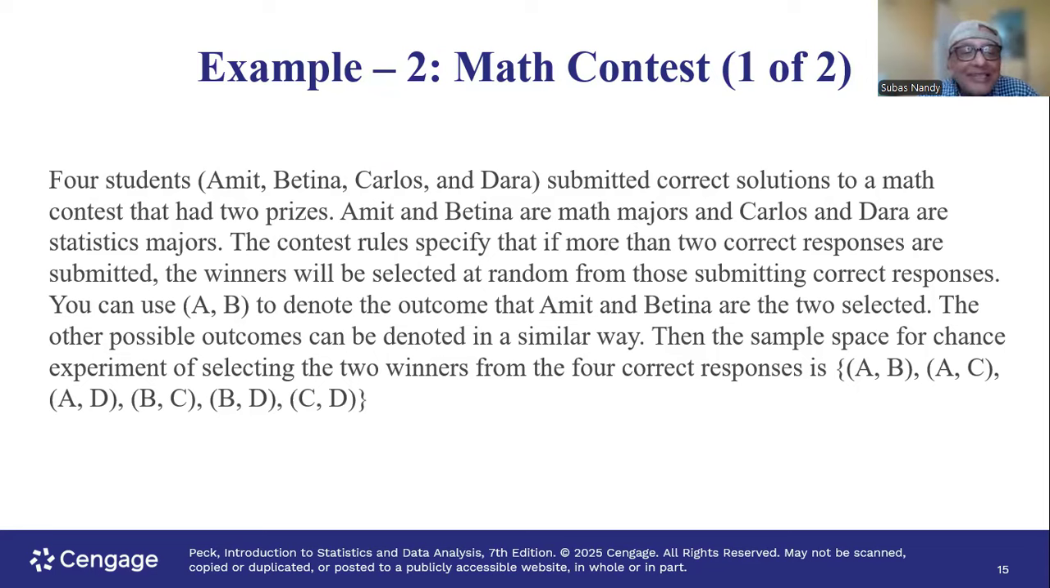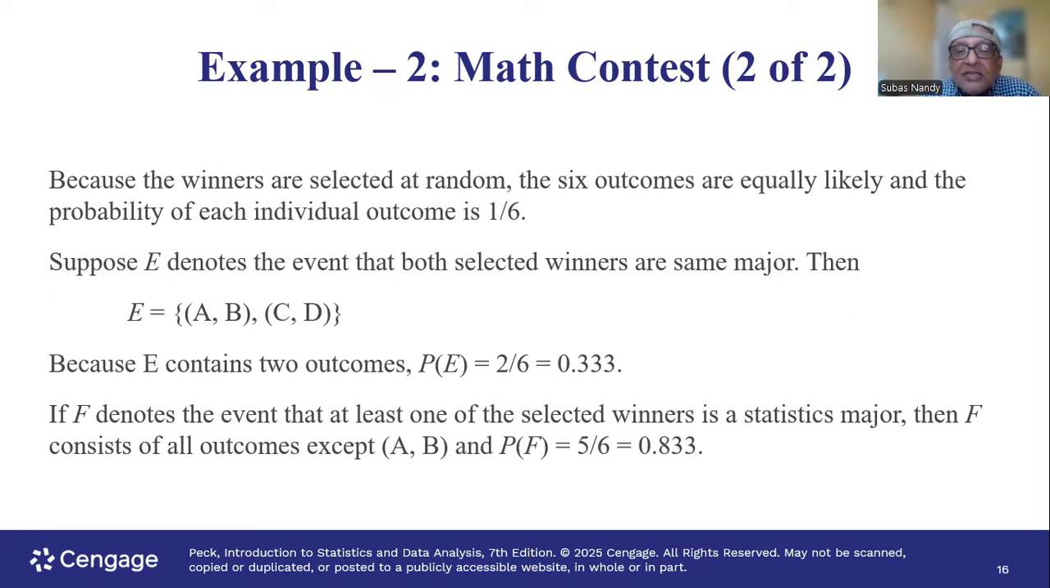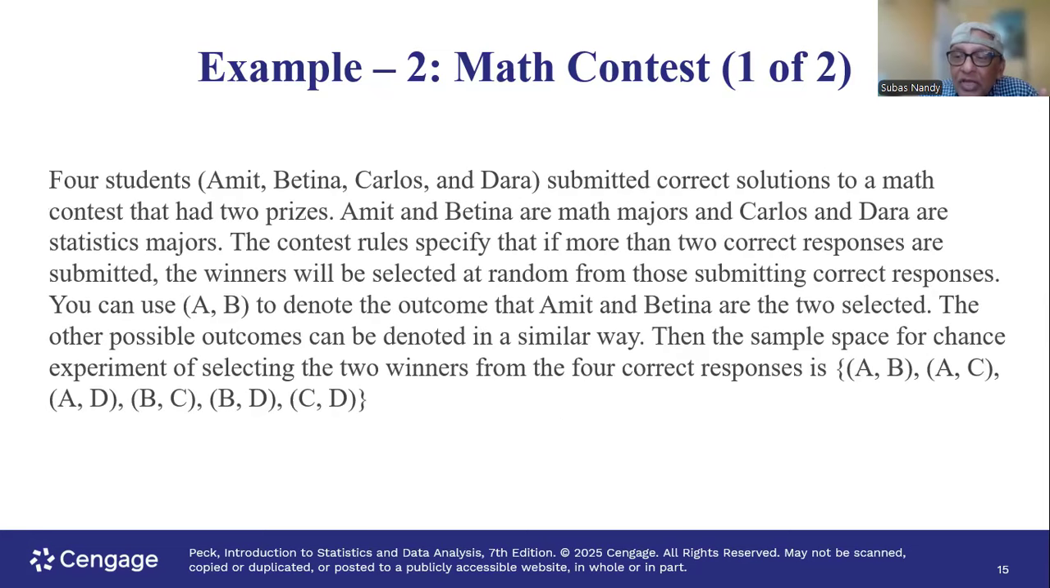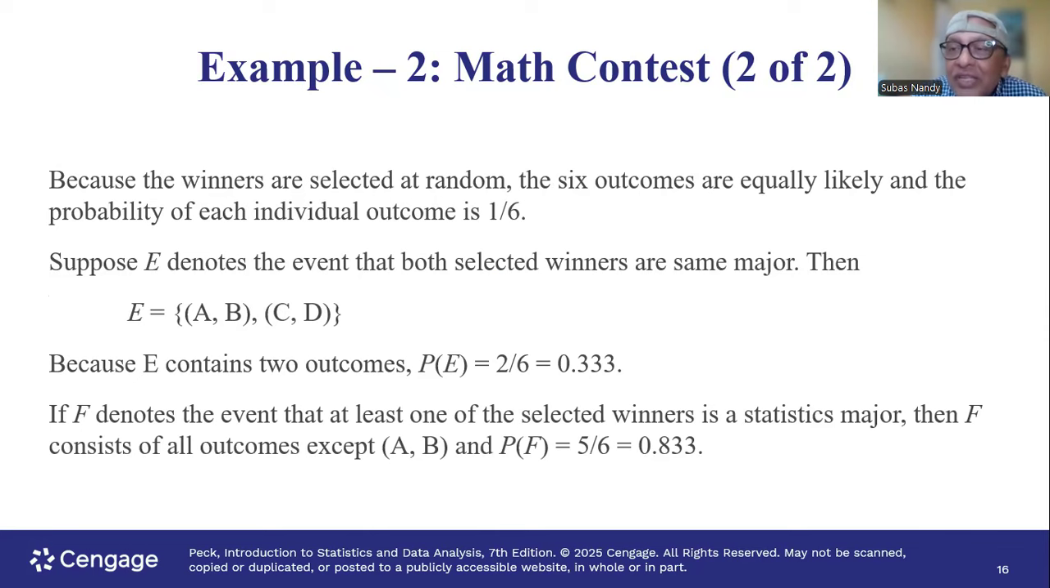combinations, look at AC, AD, BC, BD, CD, there is at least one stat major. So there are 5 combinations, AC, AD, BC, BD, and CD, in which there is at least a minimum of one stat major. Who are the stat majors? C and D. So in all 5 of these, there is one stat major. So the probability of that selection is 5 out of 6, or 0.833, 83.3%.